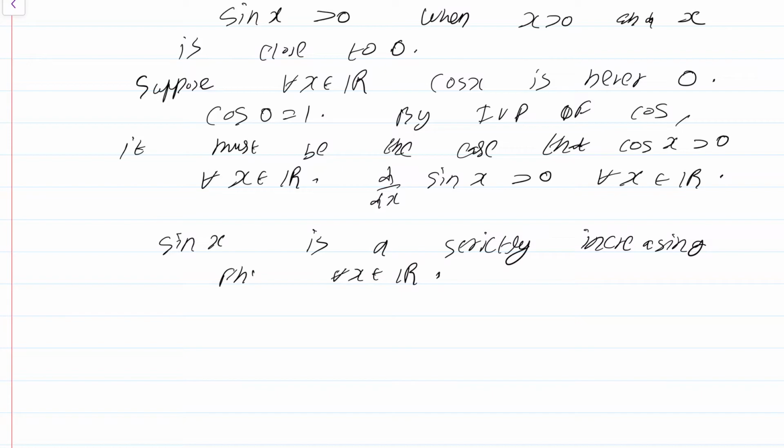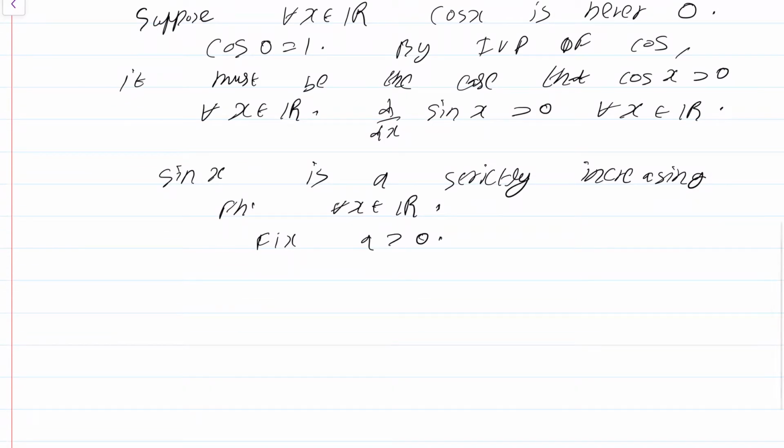So fix a greater than 0. We know that because cos is positive, 0 is less than cos 2a. Because we have just assumed that cos is never 0, cos is always positive, so 0 is less than cos 2a. But from the trigonometric identities that we saw last time, cos 2a is nothing but cos squared a minus sine squared a.